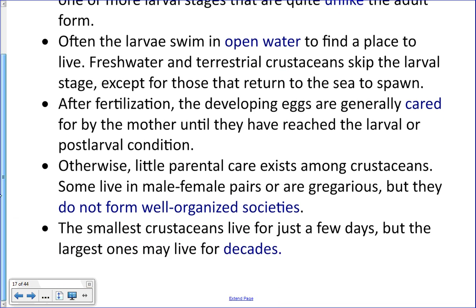Typically, crustaceans don't form very well organized societies. They're fairly solitary. And in general, the small crustaceans like copepods will only live for a few days, but some of the larger ones may live for decades. So lobster can live for many, many years.